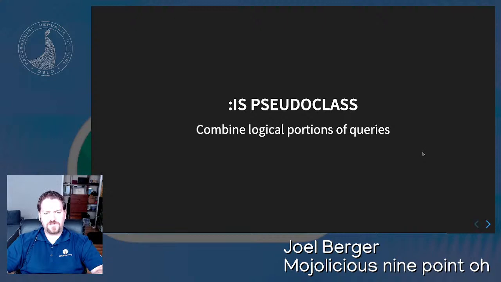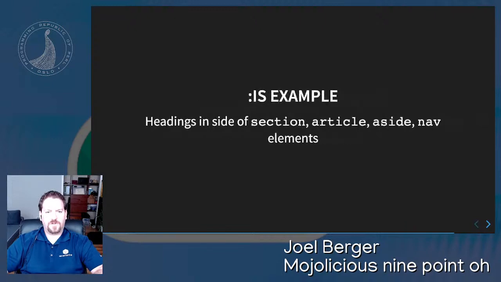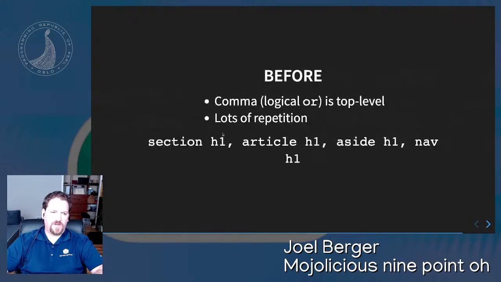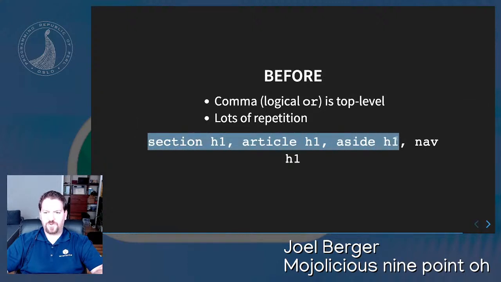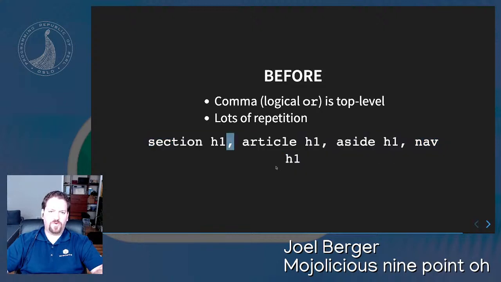One other one is the is pseudo-class. This lets you combine logical portions of queries. So imagine you wanted to find any headings inside of section, article, aside, and nav elements. I just picked some things at random. The query you would have had to write for that would have been section h1 comma, article h1 comma, aside h1 comma, nav h1. That's because the comma is only a top-level combiner, and so you had to repeat all the rest of your query if that was the kind of query you were trying to make.